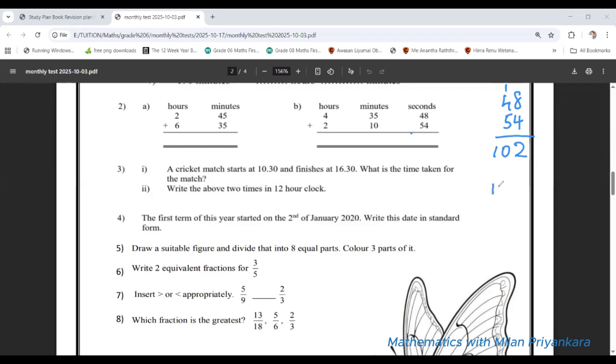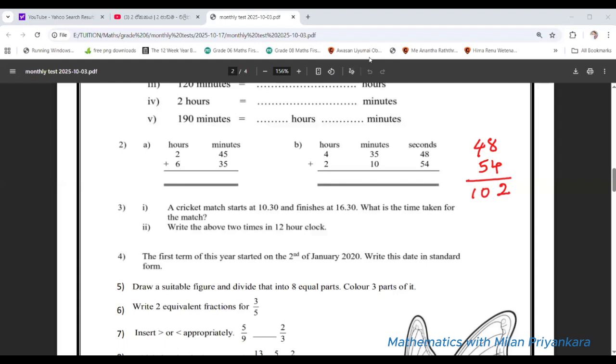Okay. Can we write 102 seconds? Obviously, no, because 102 is greater than 60. Right? 60 seconds mean 1 minute. So that has to go to the minutes. In the seconds section, you cannot write 102 because it is greater than 60. If you take 60 seconds, that means 1 minute. So you cannot write this number in the seconds section.